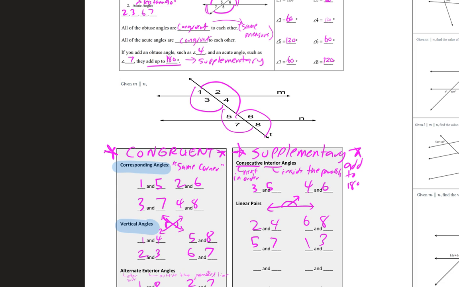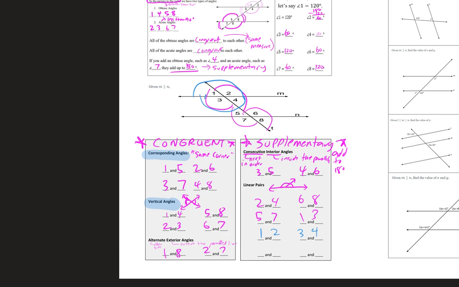We also have some other ones. I'm going to change to a different color. What about 1 and 2, and then 3 and 4? Then those last two would be 5 and 6, and 7 and 8. Those all add to 180. Anytime we have two that form a straight line, they add to 180.